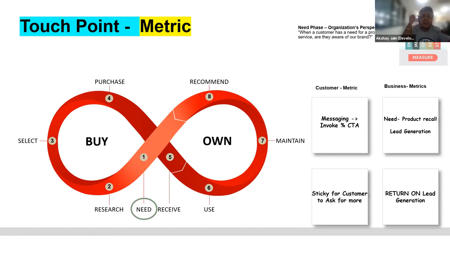Yes, sir. And the other metric is what? Sticky for the customer to ask for more. Is it clear or not? Okay. Then the business metric is what? ROI on that lead generation. What you spent on marketing to get discovered, did it give ROI or not, and was the customer able to recall you the next time or not? Right? So one is the customer metric, the other is the business metric. Both are important. You can't have only a business metric, or only a customer metric.